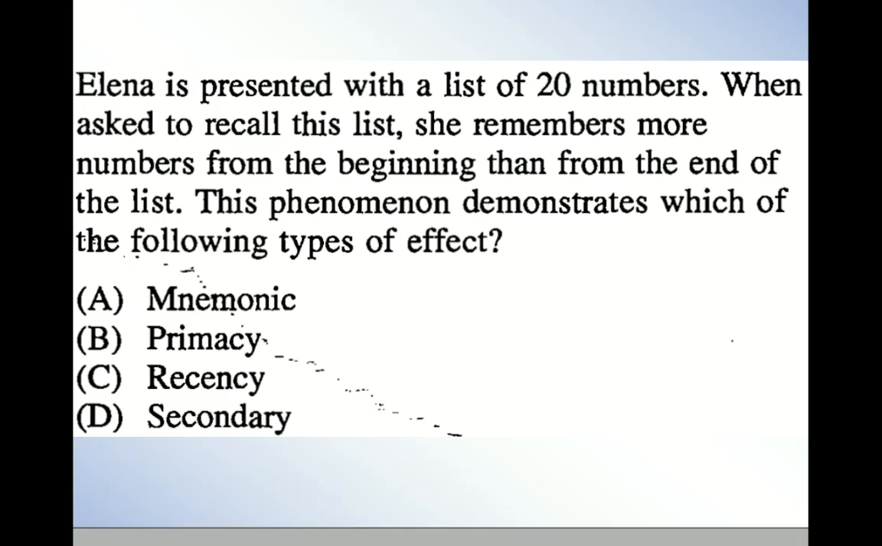All right. Elena is presented with a list of 20 numbers. When asked to recall this list, she remembers more numbers from the beginning than from the end. So what's the answer? The answer is primacy effect. Primo, premier, first, prime.